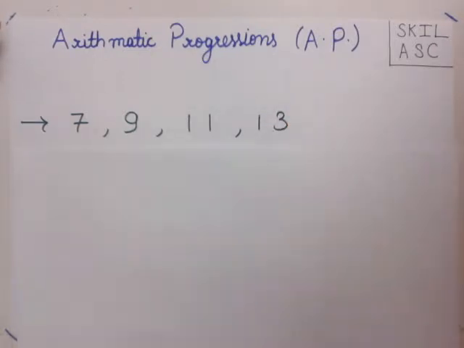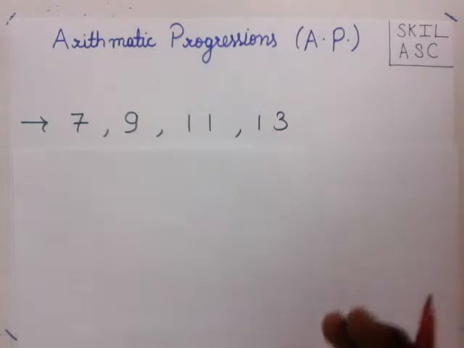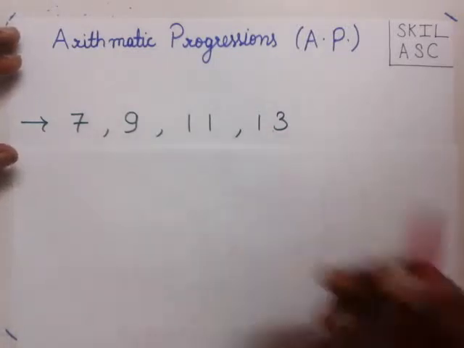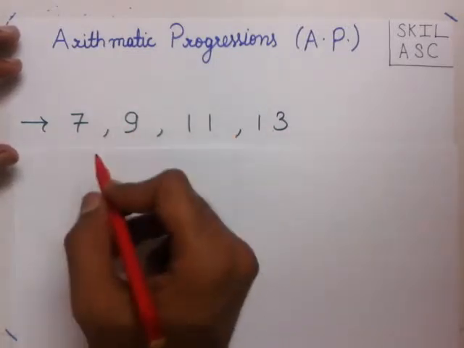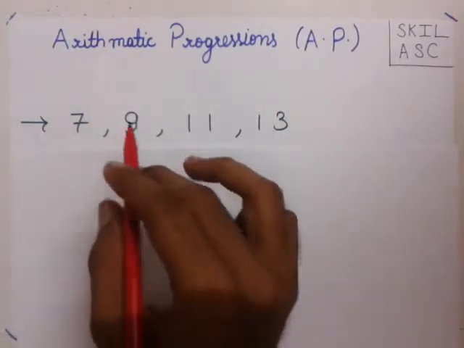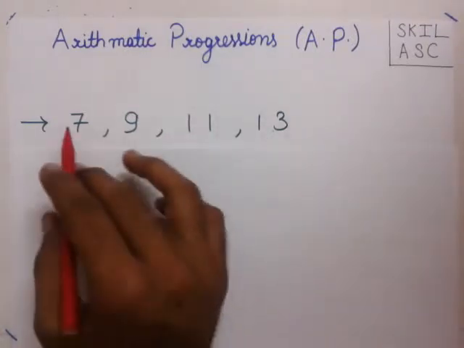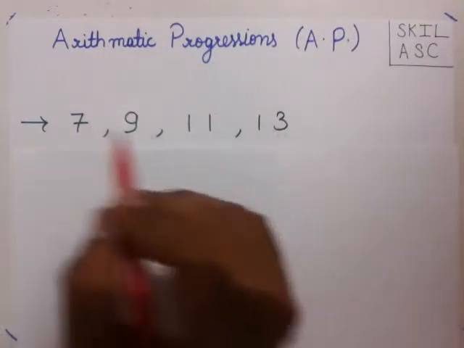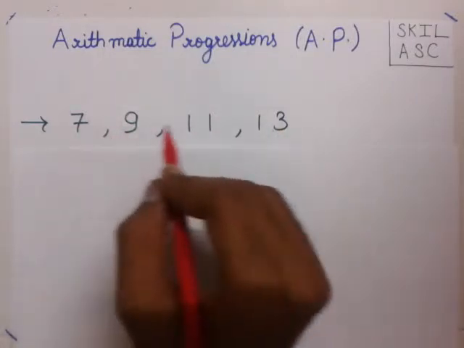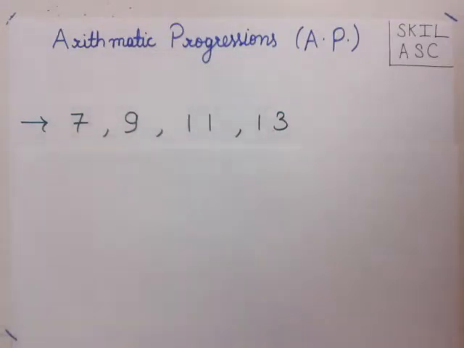You must also know what consecutive terms are. Consecutive terms are the terms which are nearest to each other. You see, in this sequence 7 and 9 are consecutive terms because 7 and 9 are nearest to each other. Similarly, 9 and 11 are consecutive terms and 11 and 13 are consecutive terms. But you see, 7 and 11 are not nearest to each other. 9 is coming in between them. So 7 and 11 are not consecutive terms.